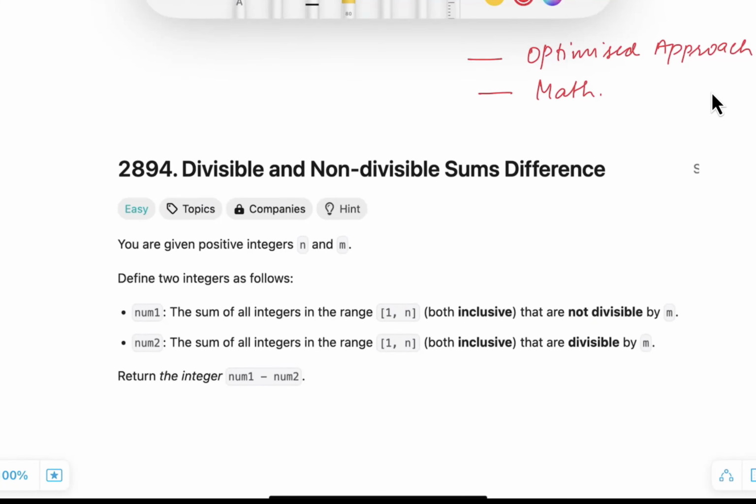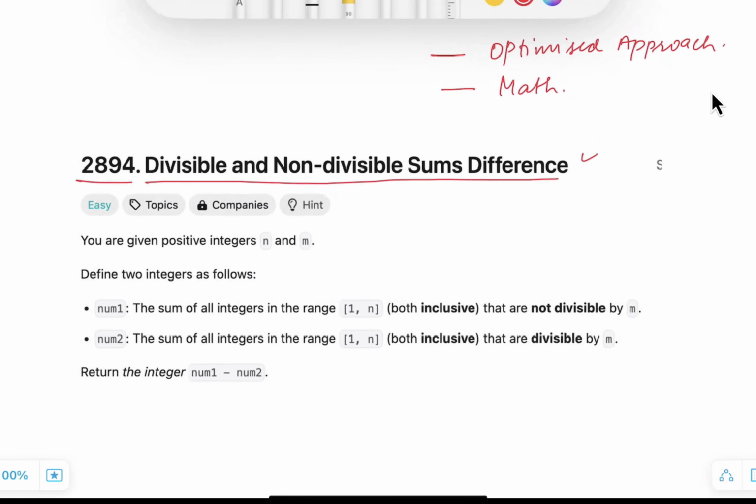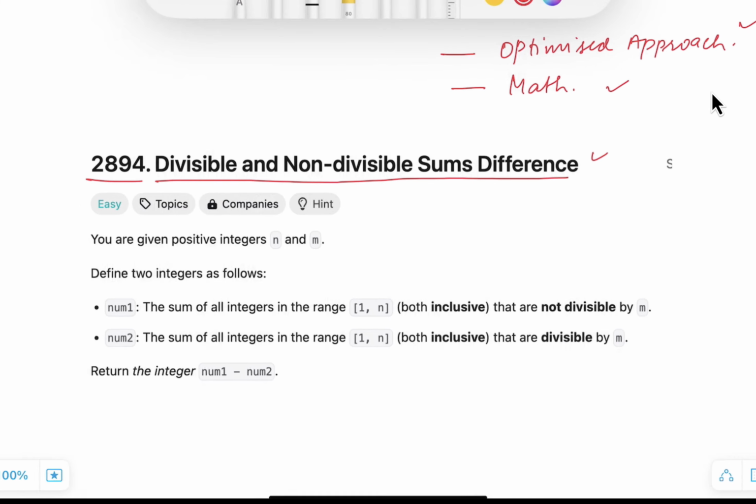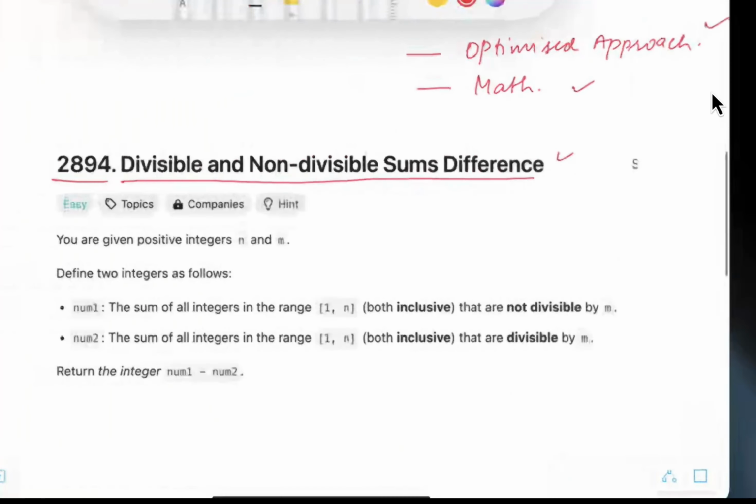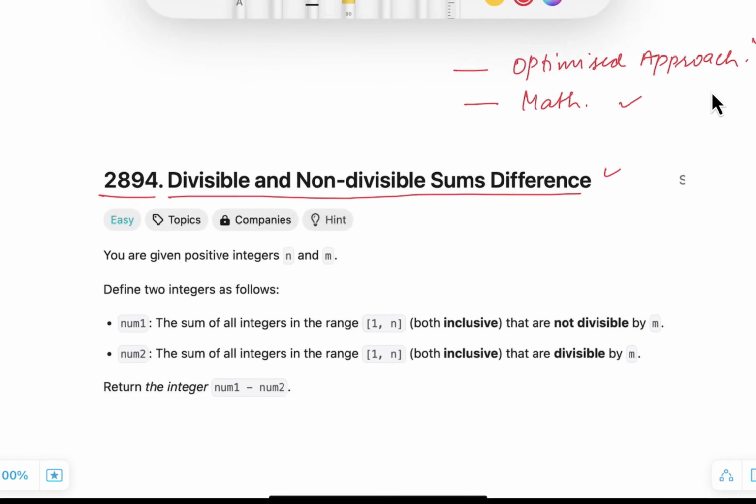In this video, we will be discussing LeetCode Problem ID 2894, Divisible and Non-divisible Sums Difference. I am going to discuss the brute force to the highly optimized approach, which is based on math. I have already prepared a video in which I solve it in linear time and a slightly optimized version. But this problem can also be done from order of n to order of n divided by m, I will tell you what these numbers are, and in constant time.